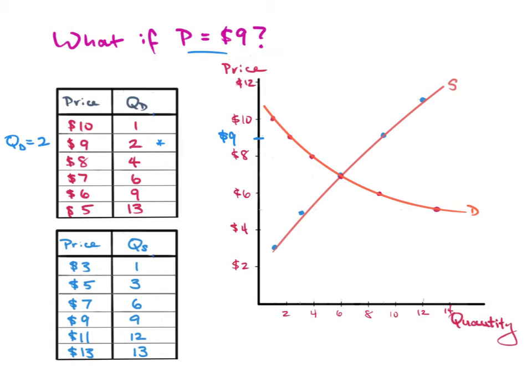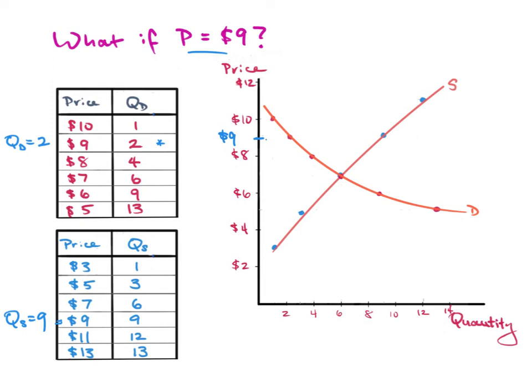Okay, on the supply side of the market, if the price is $9, there are actually a whole bunch of firms that would like to sell hamburgers, that would make hamburgers and want to sell them. Quantity supplied is 9.